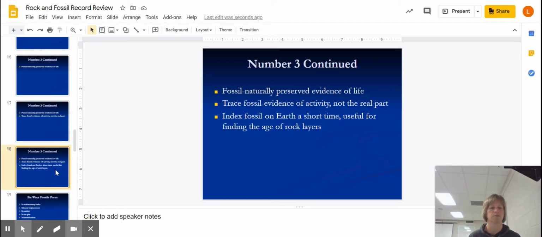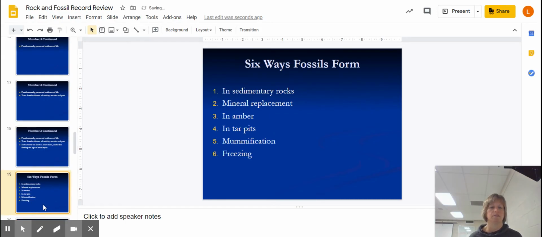And an index fossil is another category of fossil, and the key word here you must have is short. Index fossils are on our planet for a short amount of time, and so if you find an index fossil in a rock layer, that's a good find because you know what period in history, like say Jurassic, Triassic, Cretaceous, that rock layer came from. Okay, so now this is going on to the next page for you all. And so we've listed 6 ways fossils form, and this order is important.